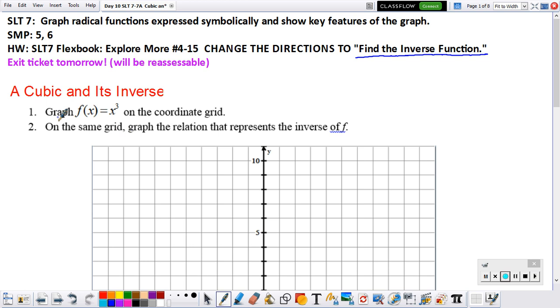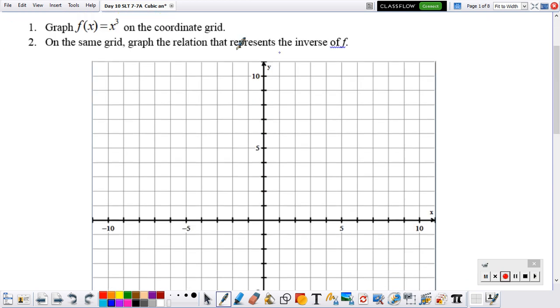Okay. So what we're going to do is have a lesson on graphing cubes and cube roots. And this is going to look really similar to graphing squares and square roots. So here we go. SLT 7 asks us to graph the function f of x equals x cubed. And then on the same grid, graph the relation that represents the inverse of f.